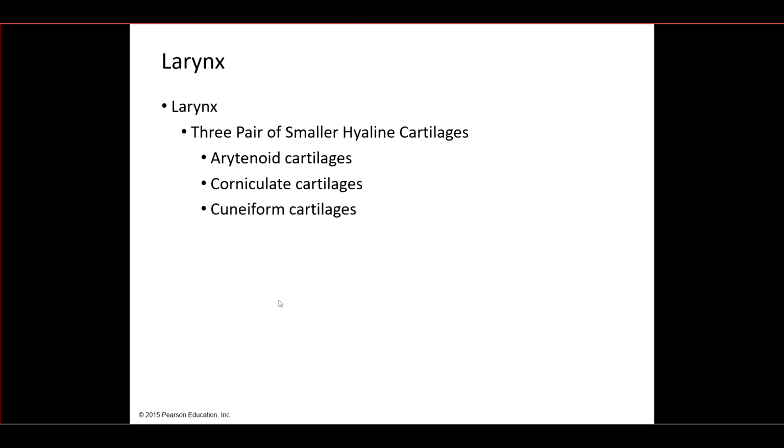Now, there are three pairs of smaller cartilages. These are also made up of hyaline cartilage, but if you just want to jot down, their function is to produce sound, right? And in the lecture portion of this course, you go through how sound is produced. These are the arytenoid, the corniculate, and the cuneiform cartilages.